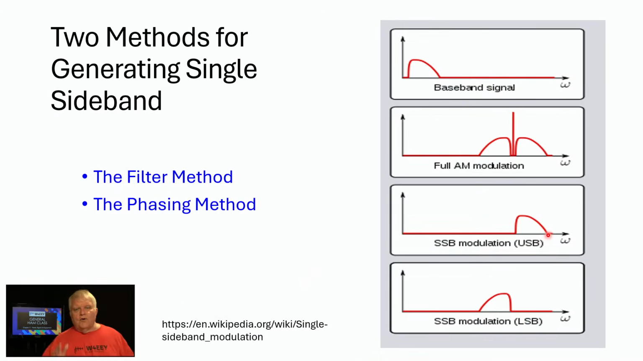And so there are two methods for generating single sideband. The phasing method, I think, was the first, actually. And then Edwin Armstrong came along with his double sideband signal from the balanced modulator. So we have the phasing method and the filter method of generating single sideband. We're going to talk more about that in a second.